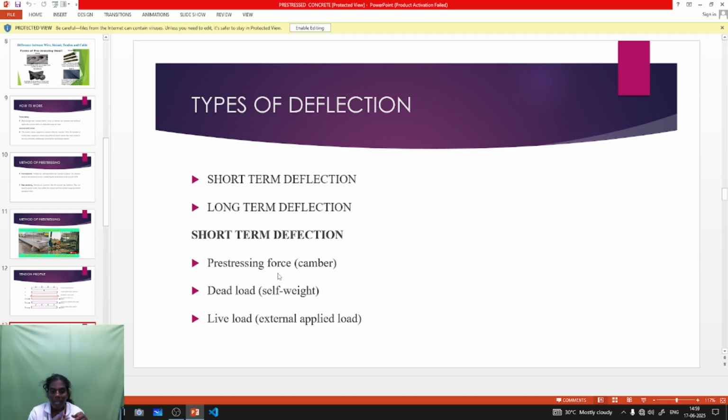Then live load. Live load is the externally applied load, taken as 2 or 4 from IS code 456, from the consideration of the member.